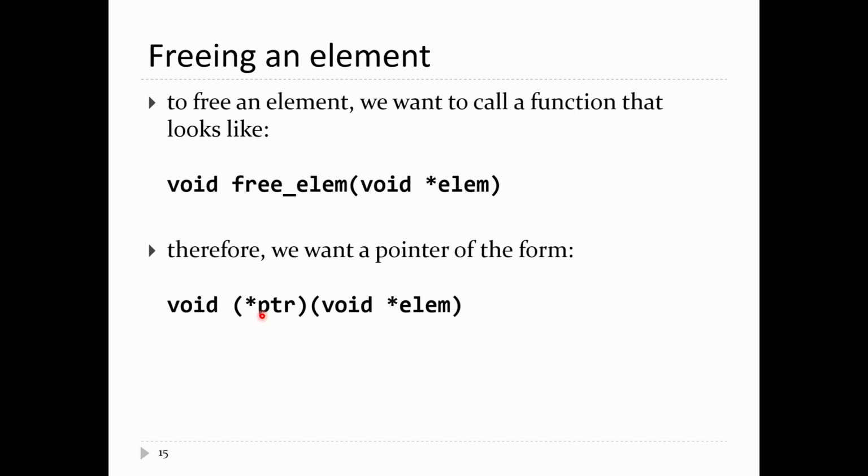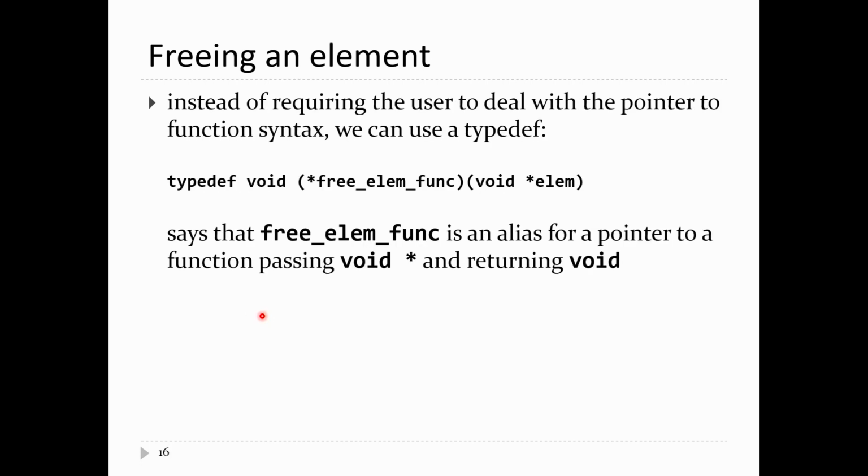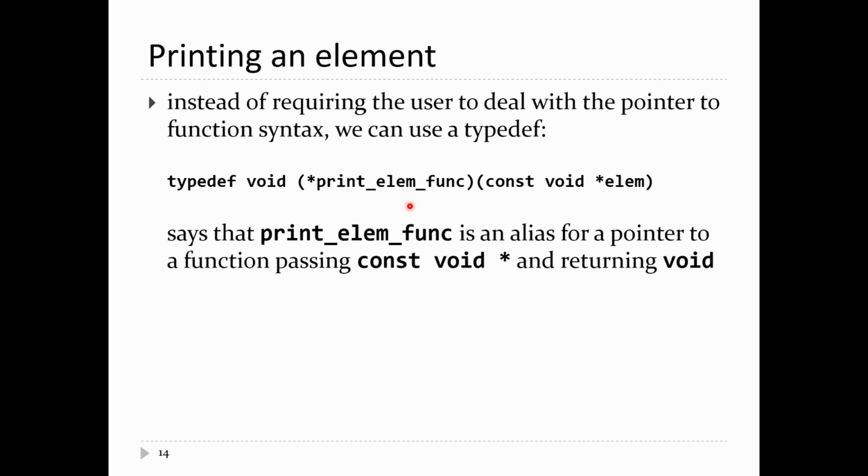Again, I don't want people to have to write that every time, so I'm going to make a typedef. So typedef void, that's the return type of the function, that's the parameter types of the function, and that's the name of the alias that you can use. So free elem func is an alias for a pointer to a function that can free an element. And print elem func is just an alias for a pointer to a function that can print an element.